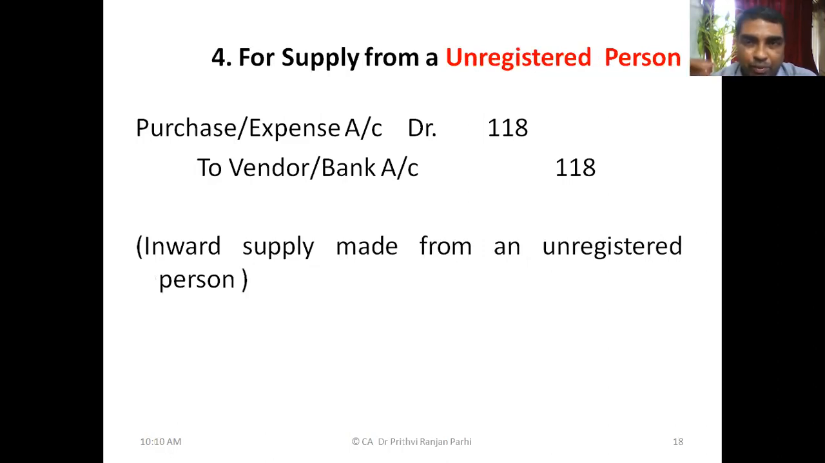Okay. Point 4. In a normal business also, there will be some inward supply from an unregistered person. They are not registered. In those bills also, credit cannot be taken. So the entry will be similar to the composition scheme: purchases account debit or expenses account debit to vendor account or bank account. These are the purchases or inward supplies from an unregistered person. Here, similar to the composition scheme, no ITC is available.